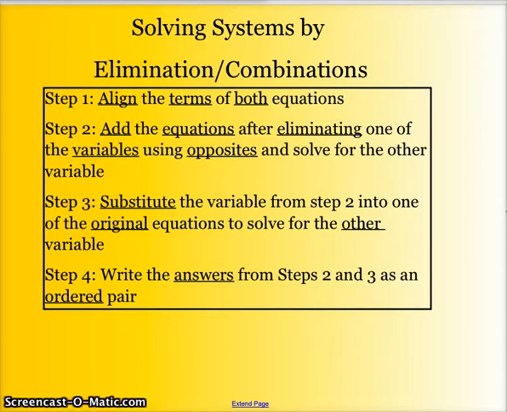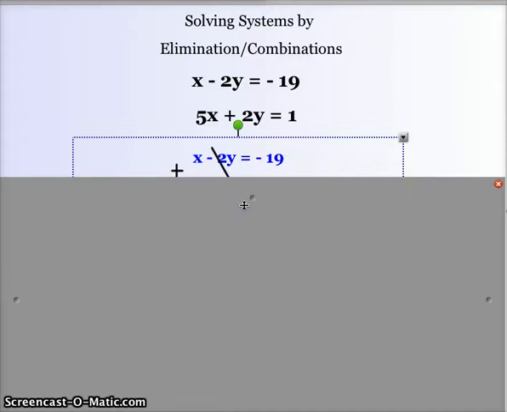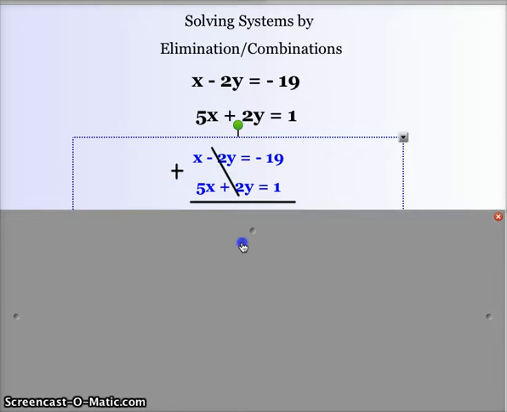Let's look at some examples. x minus 2y equals negative 19, and 5x plus 2y equals 1. So we see that we have our x's, y's, equal sign, and numbers lined up. So we're ready to add the two equations together. So you can put a plus sign and be ready to add.